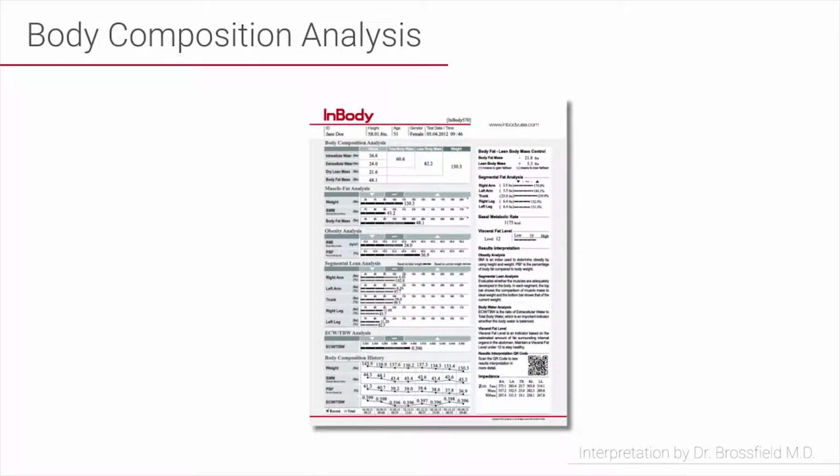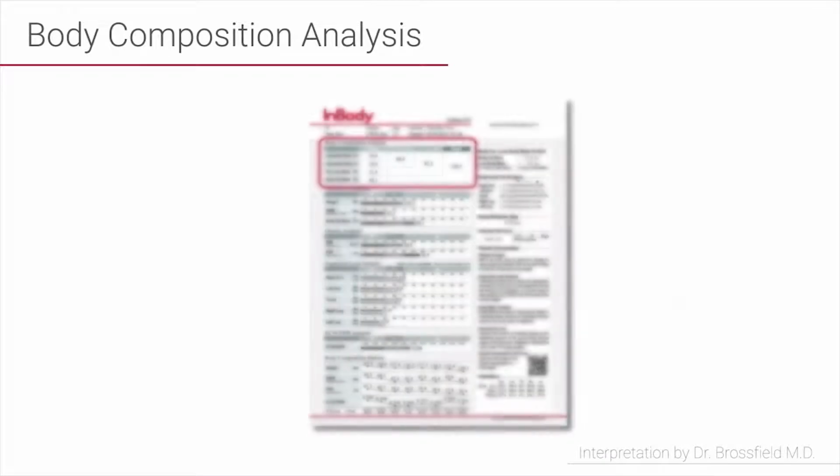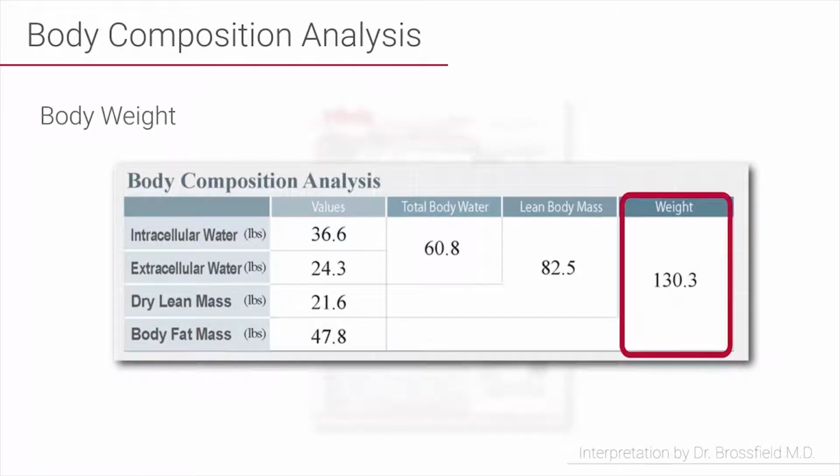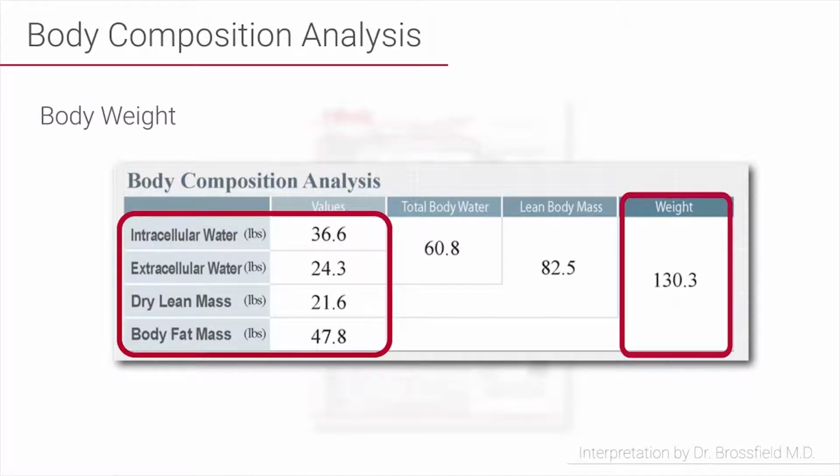So if you start at the top of the sheet, there's a section that's called Body Composition Analysis, and you want to start there. Look to the right side of that section, and you're going to see your total body weight. Your total body weight is made up of all of these different compartments.